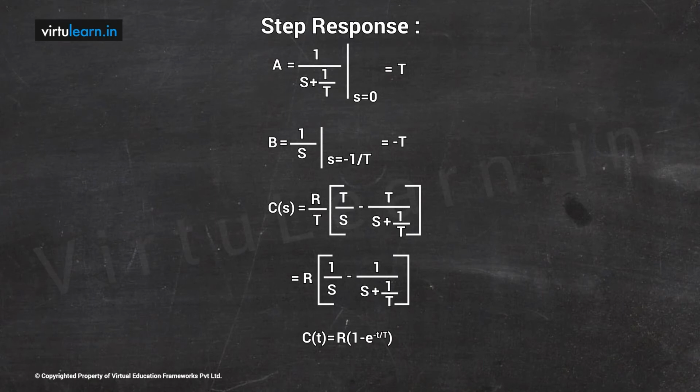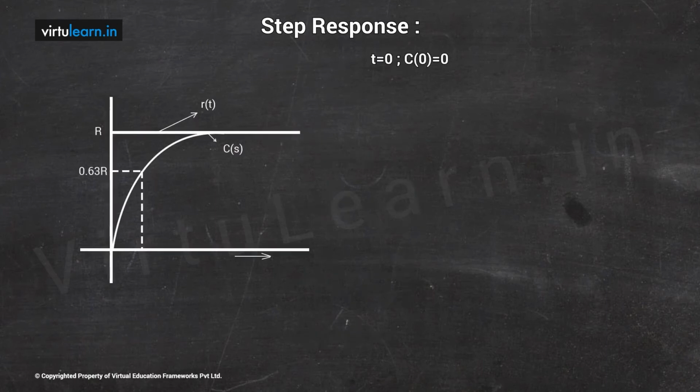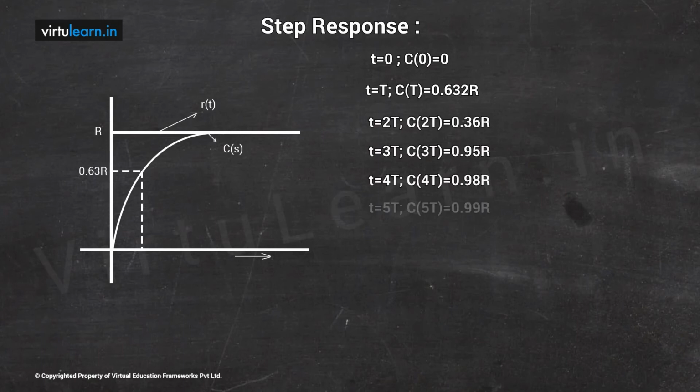Now from the expression we have C of t is equal to R into 1 minus e power minus t by T. So let us take different values of small t. When t is 0, my C of 0 is going to be 0. When t is capital T, that means a time constant, C of capital T is 0.632 R. And similarly we can substitute 2T, 3T, 4T and 5T. So we will get all the values like this.